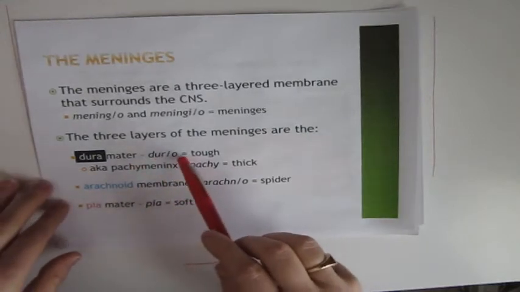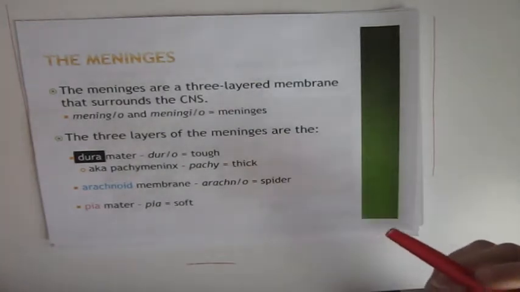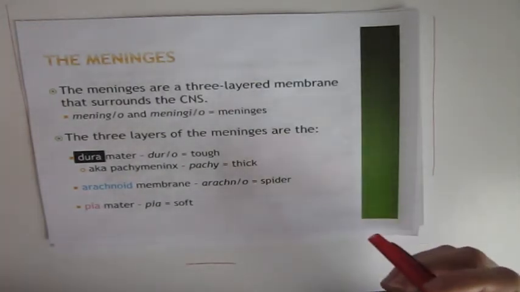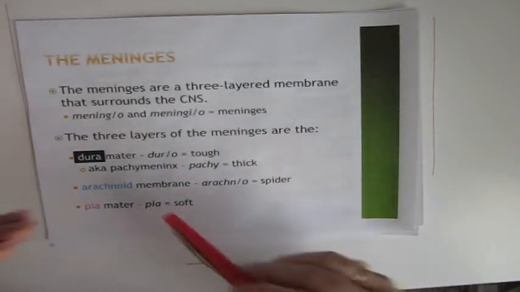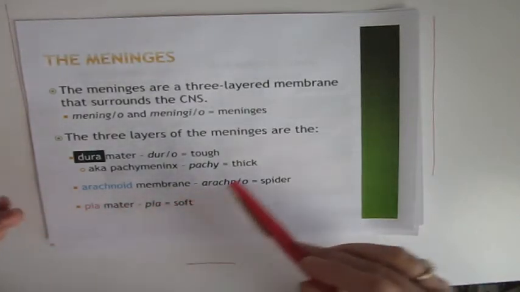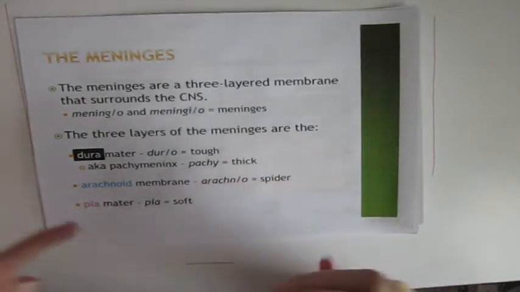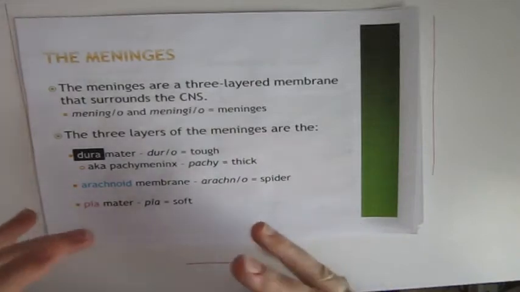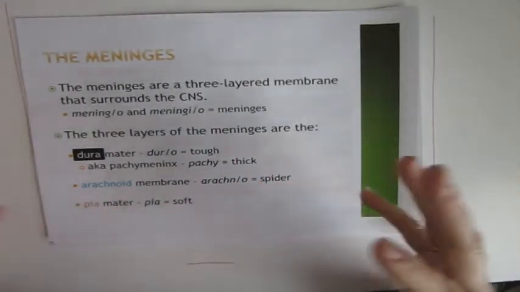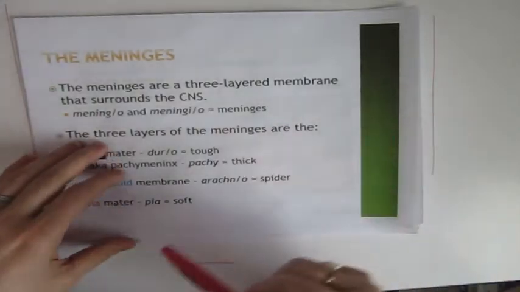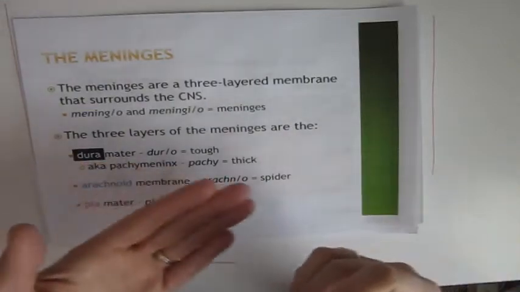Duro is the combining form which means tough. When you actually physically feel this, when you're in anatomy for the first time, it is literally a tough layer, okay? And the arachnoid membrane, or layer, is arachno, meaning spider. It really looks kind of like a cobweb spider layer underneath. When you peel off the dura mater, you can see this spidery layer underneath there. And then the pia mater is so tight to the brain that you can barely see it.